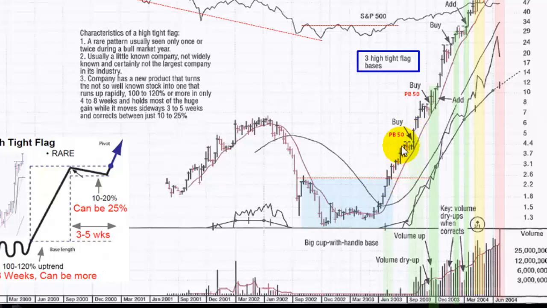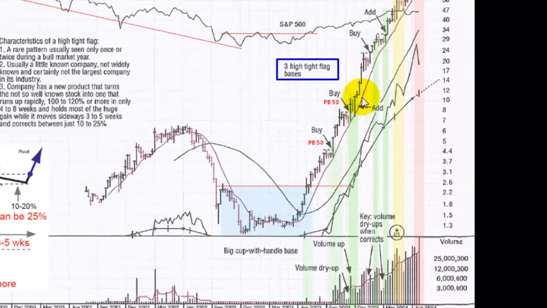Or here it has this consolidation, pulls back to the 50 with a strong bounce with big volume. That's the place that they would have bought. They would have recommended you buy. Runs up, pulls back to the 50. You could add a little bit more, and then keeps going.